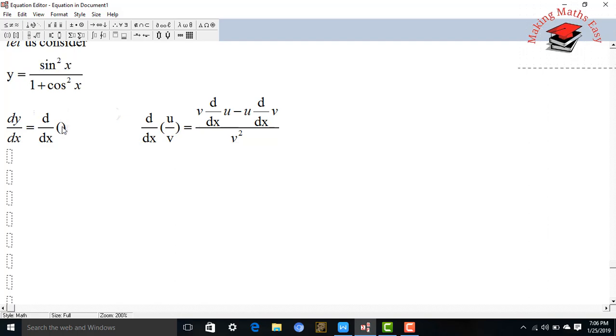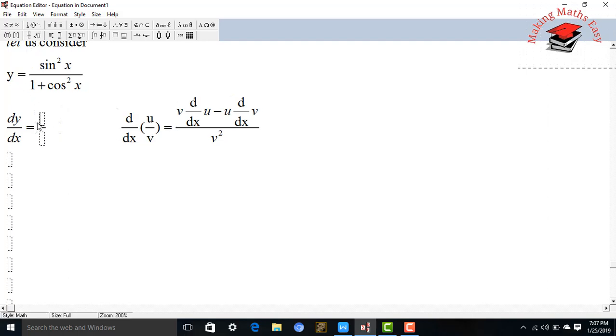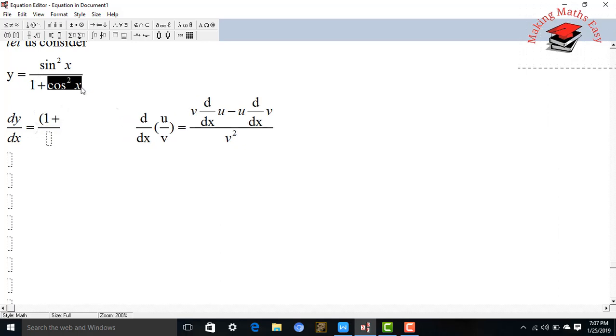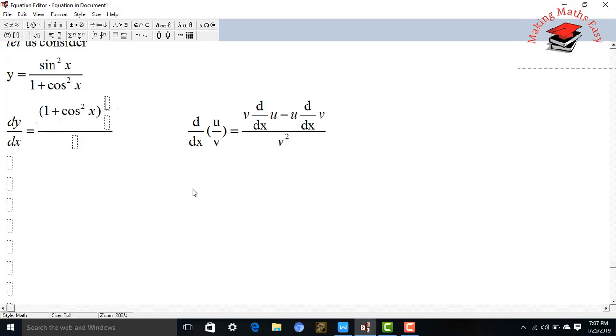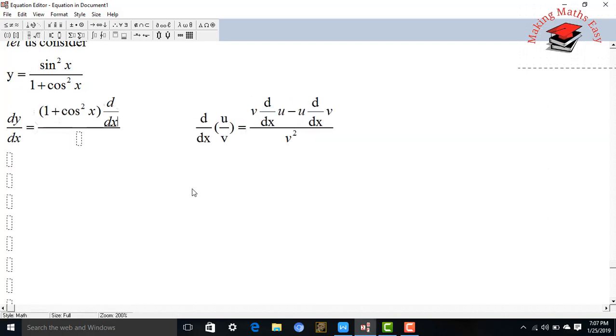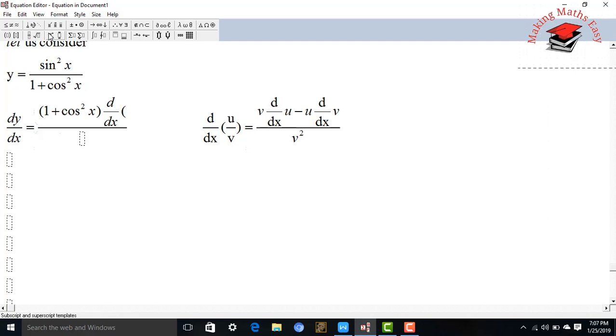So our differential expression will become d upon dx of u by v. It will be the differentiation of 1 plus cos square x into the derivative of d upon dx of sin square x.